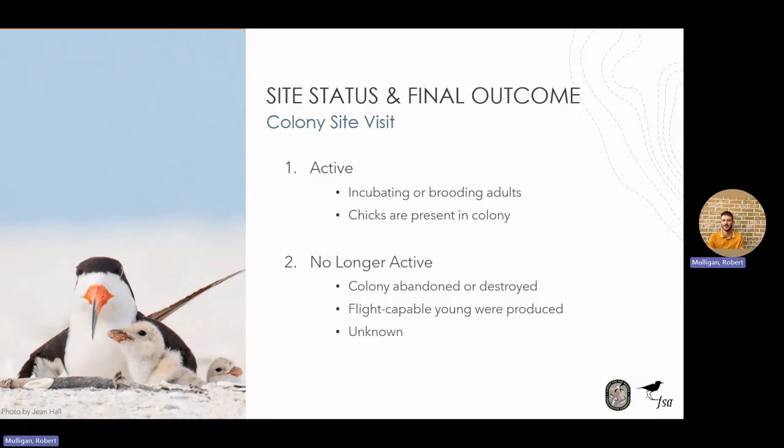No longer active is when the colony has ended and there are no longer any nests or chicks left in the colony. Report a colony's final outcome as successful if at least one flight-capable chick was produced from the colony, or unsuccessful if the colony was abandoned or destroyed before producing any flight-capable young, or unknown if the colony is gone and you're not sure what happened.